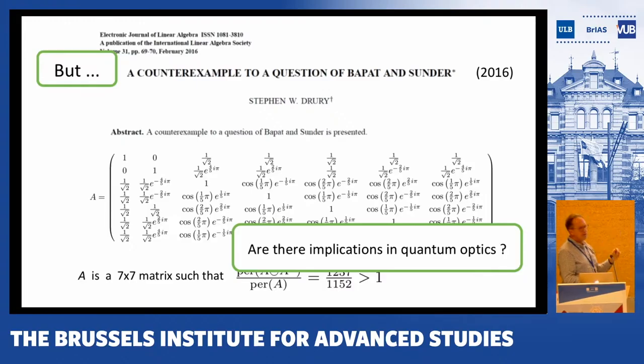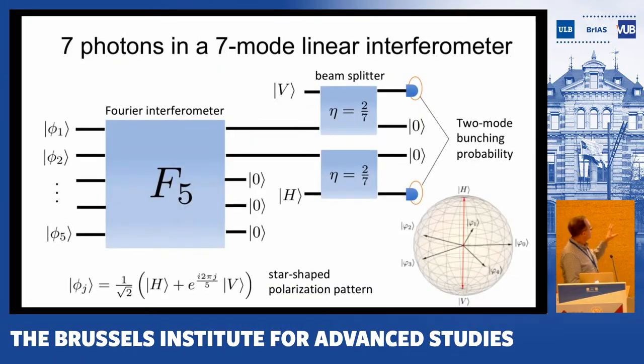And I will skip all details, and I'll immediately jump into the result. So our result is that this particular interferometer with this particular input state will be a quantum optics implementation of this counterexample. So here, F5 is a 5-mode Fourier interferometer. You have 2 beam splitters, just boxes. And we feed this, so it's a 7-mode interferometer.